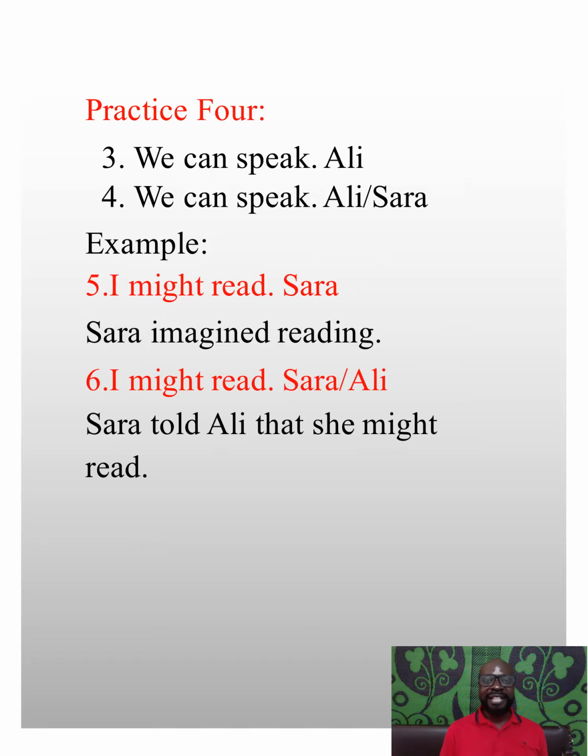Next, example, number 5. I might read. Sarah is not talking to anyone. So we say, Sarah imagined reading. There is a word might, but we ignore it. We jump it because the rule in English says after imagined, we use verb ing.